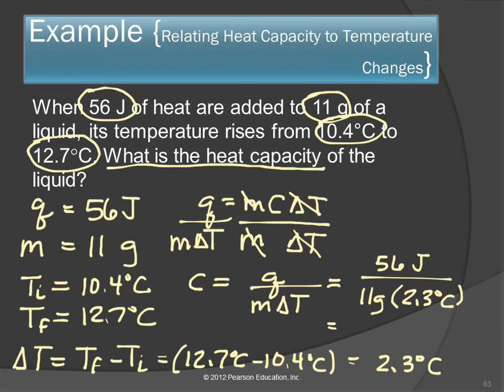How many sig figs should the answer have? 2. All these numbers have 2 sig figs. So 2.2, and the units are joules per gram degrees Celsius. Because none of these units cancel out. Joules, grams, degrees Celsius, they all stay there. And that's why the specific heat capacity has such weird units.